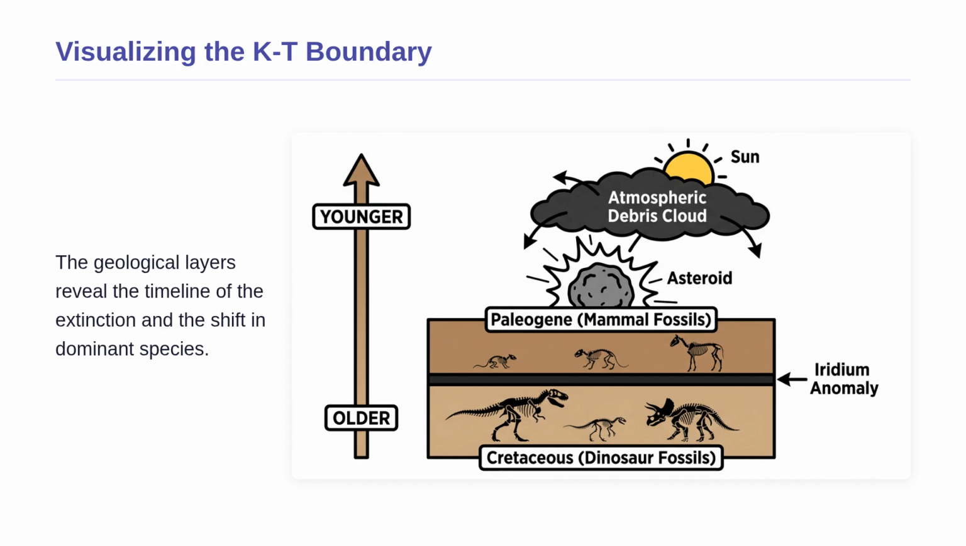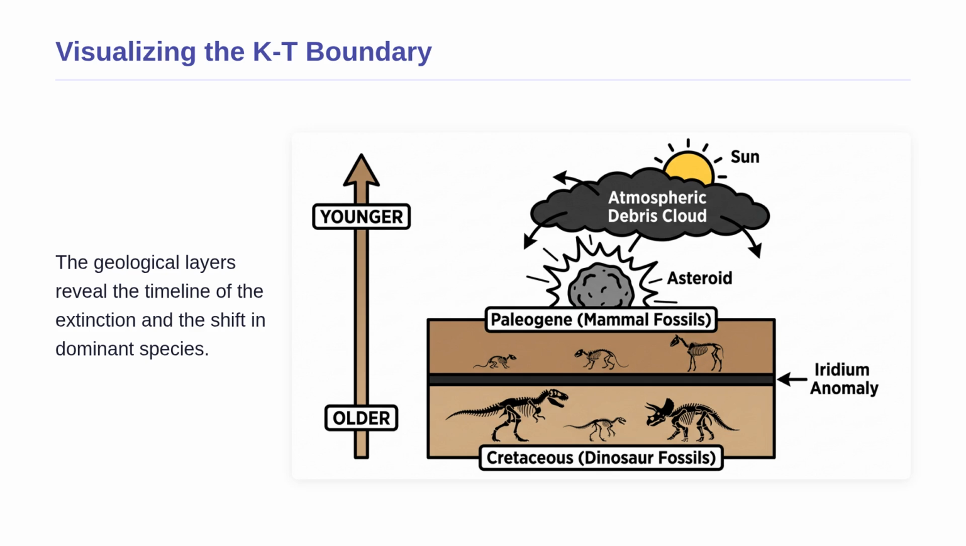To fully grasp everything we have discussed, let us look at this diagram illustrating the KT impact and the resulting geological boundary. At the top of the image, you can see the massive asteroid striking the Earth, throwing up a thick atmospheric debris cloud that is actively blocking the sun. Below ground, we see a cross-section of the Earth's rock layers with time moving upwards from older to younger rock. The bottom layer represents the Cretaceous period, filled with the fossils of giant dinosaurs.